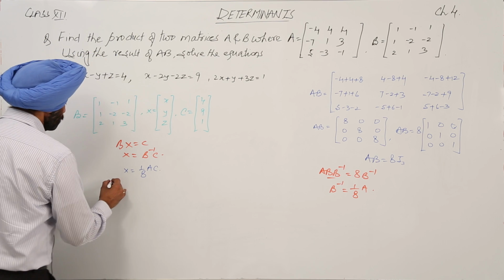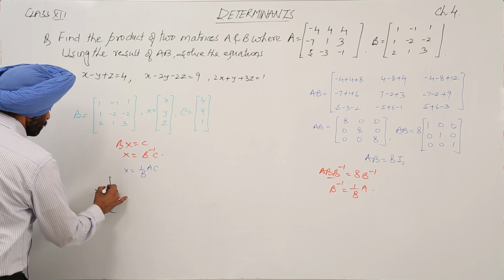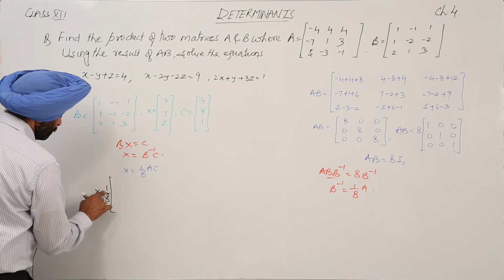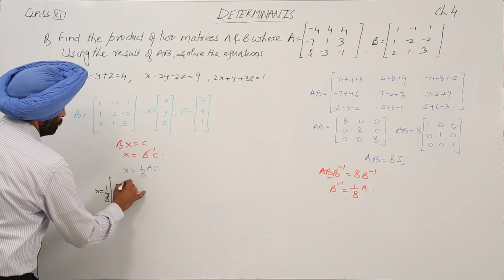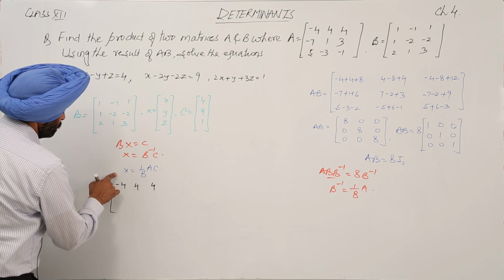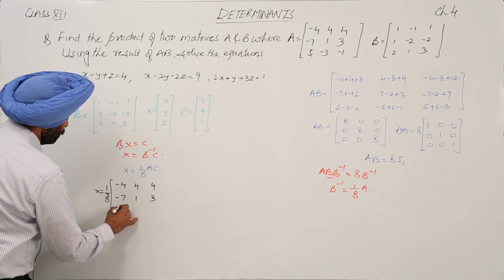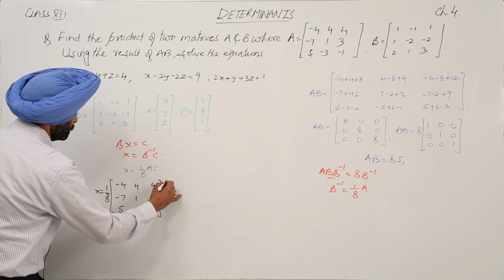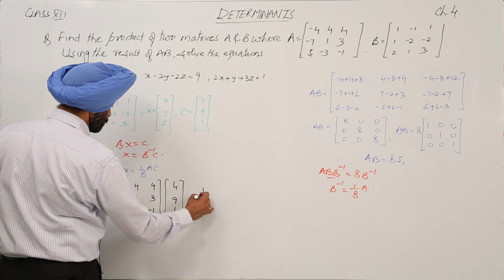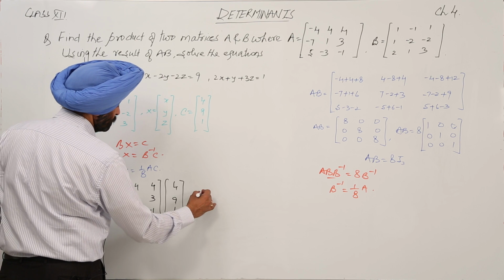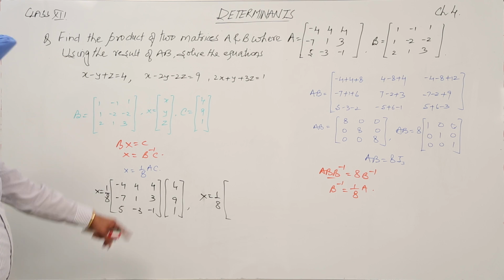Now we are having x is equal to 1 upon 8 with A. Now A is what? Minus 4, 4, then minus 7, 1, 3, 5, minus 3, minus 1 with C, 4, 9, 1. Now x is equal to 1 upon 8. Now let's find the product for minus 4, 4 and 4.